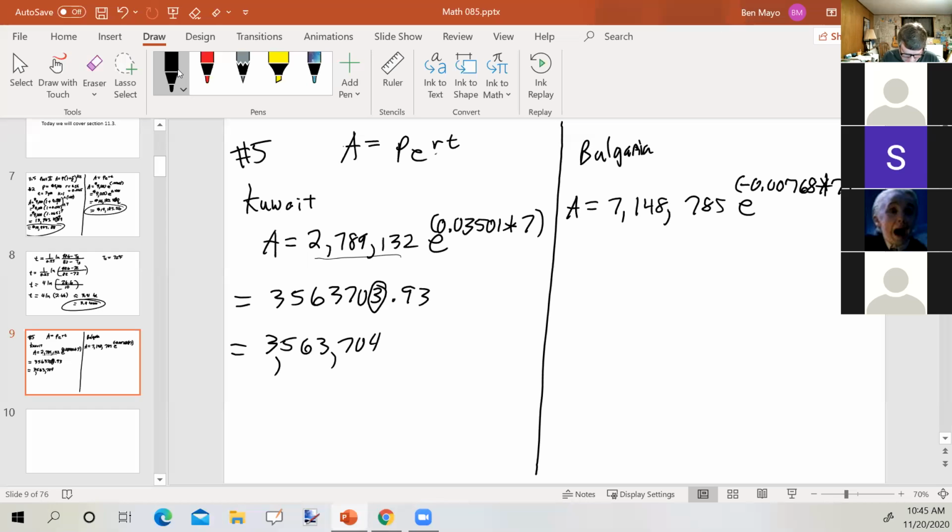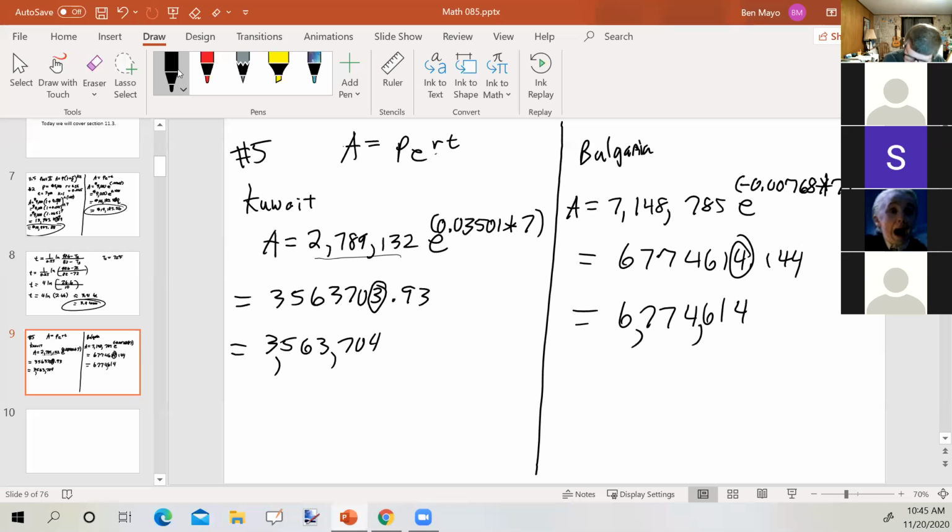Let's see what we get here. 7,148,785 times e to the negative 0.00768 times 7, close it up, and I'm getting 6,774,614.144. So rounding to the nearest whole person, 6,774,614 people.